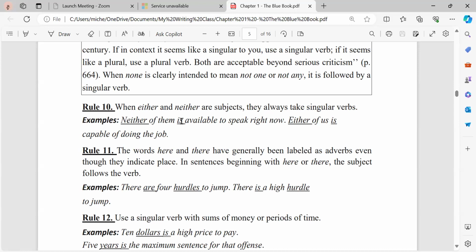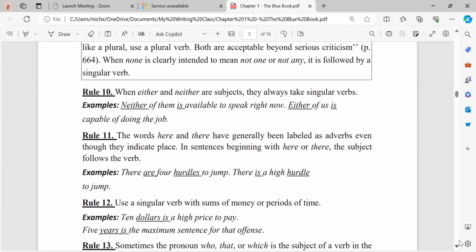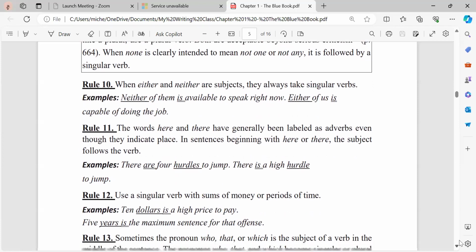So that's why when these become our subjects, neither of them is available. Either of us is capable of doing the job. So it will always take a singular verb. Just take note of that: either and neither as a subject will always be singular. They will always take singular verbs.